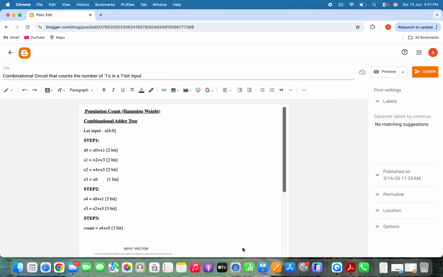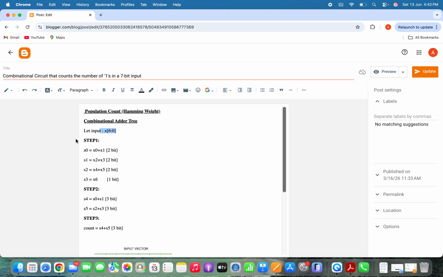Hi everyone, in this video we will learn how to implement a population count, also known as Hamming weight, using a combinational adder tree. A population count circuit determines the number of logic 1s present in a binary input vector. For this example, let the input vector be x6 down to x0, which consists of 7 input bits. Our objective here is to count how many bits are equal to 1 and produce the corresponding binary count at the output.